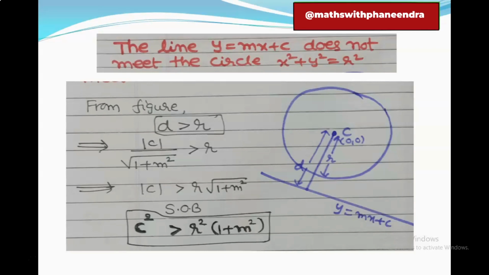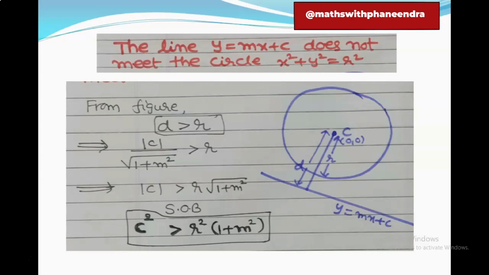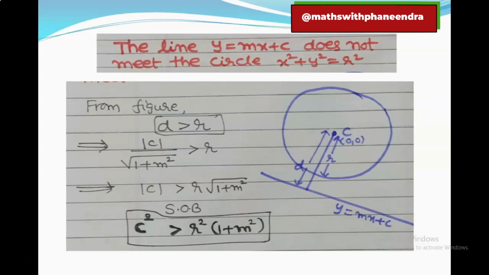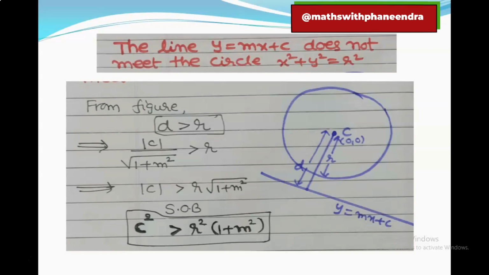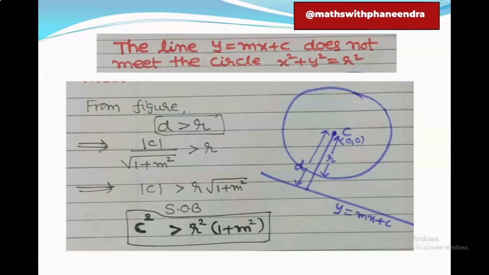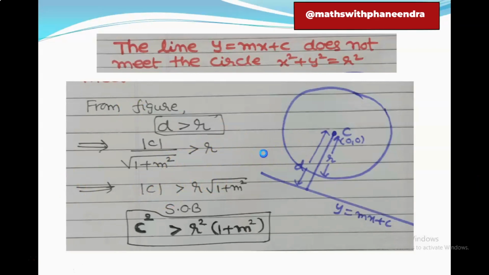Now keep in mind, the line y is equal to mx plus c does not meet the circle x square plus y square equal to r square. Then the condition is d is greater than r, that is c square is greater than r square into 1 plus m square. Now we will move to the next two concepts.